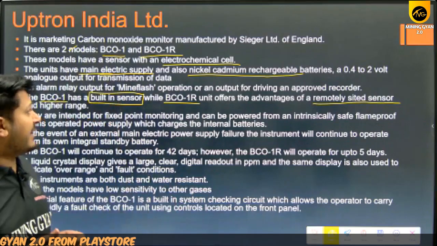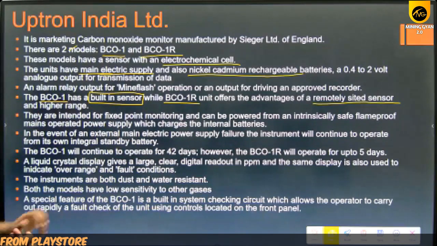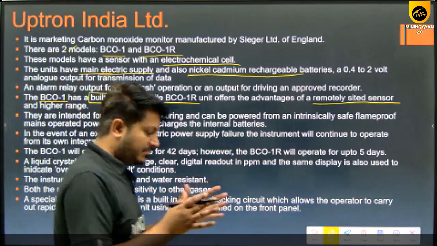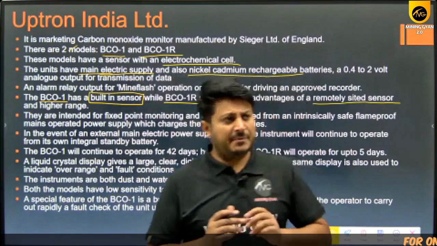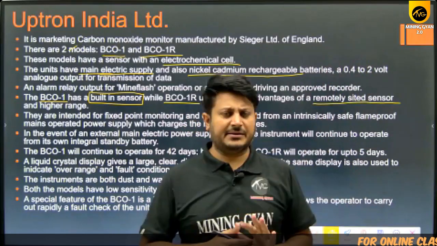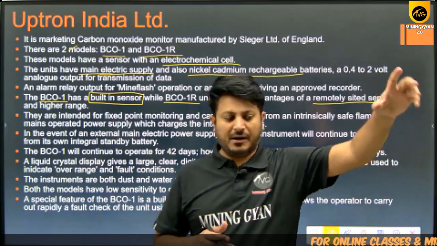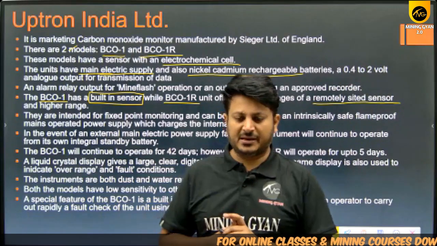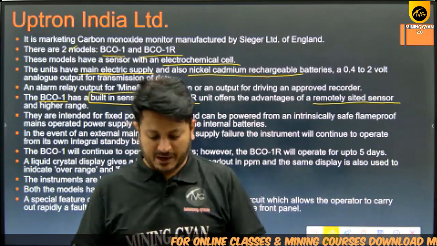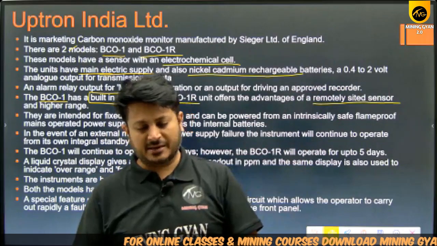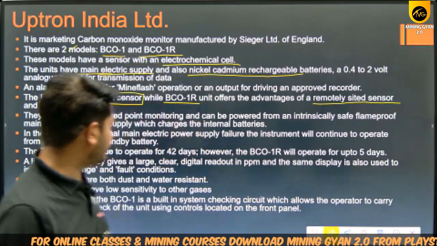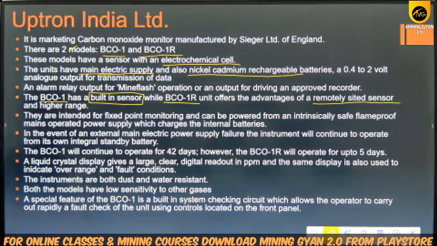तो इसका सबसे बड़ा फायदा क्या होता है कि आपका BCO1R का फायदा ये होता है कि भाई आप एक जगह पे अपना पूरा इंस्ट्रूमेंट रख लिए, अब आपने उसका सेंसर ले जाके कहीं और पे लगा दिया। अब जैसे ही आपको वहां का डिटेल्स चाहिए, डाटा चाहिए कि कार्बन मोनोऑक्साइड वगैरह गैसेस का परसेंटेज कितना है, तो आप यहाँ पे बैठे बैठे वहां का पूरा डिटेल्स आराम से ले सकते हैं। ठीक है, and this is the basic difference.